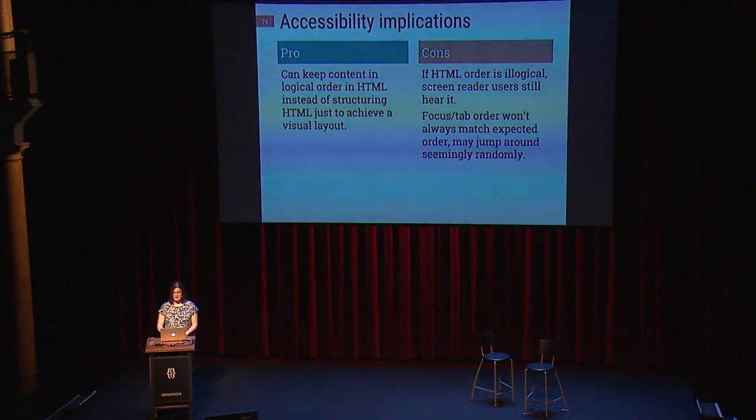The inaccessible way to use it would be the opposite. You structure your HTML illogically and use the order property to fix it visually. Screen readers are still going to read the illogical HTML order. Now, in either case, the tab order won't always match the expected visual order of left to right for left to right languages, top to bottom, which can be very disorienting to non-mouse users when their focus outline jumps around the page in a seemingly arbitrary way as they tab around.